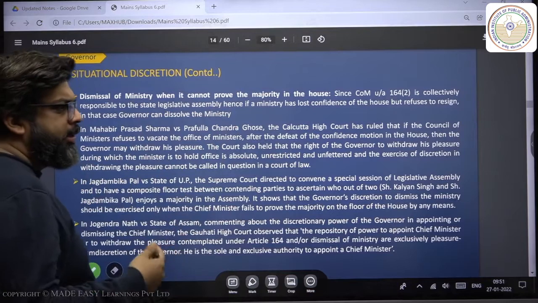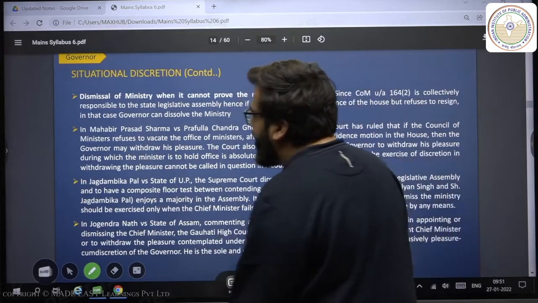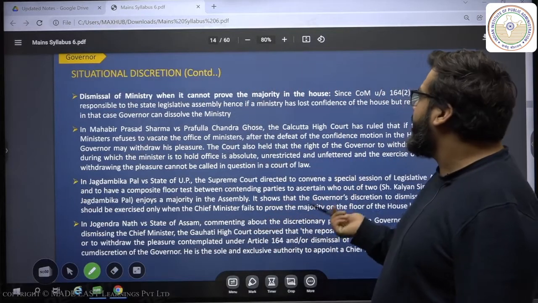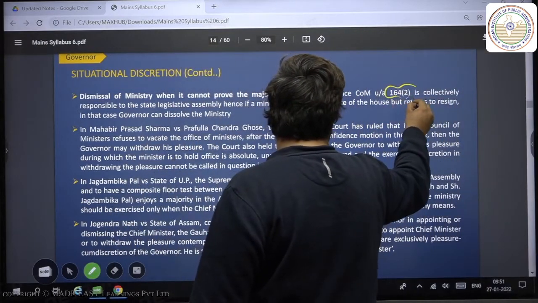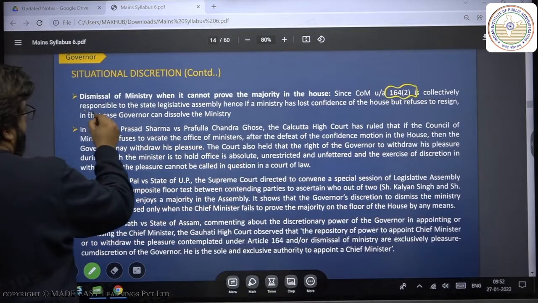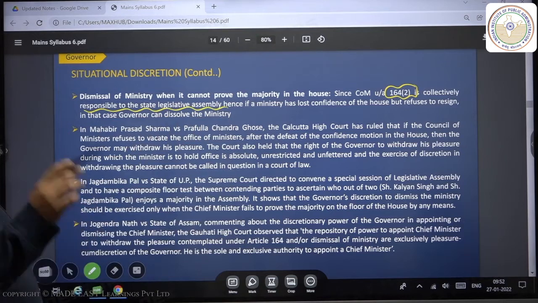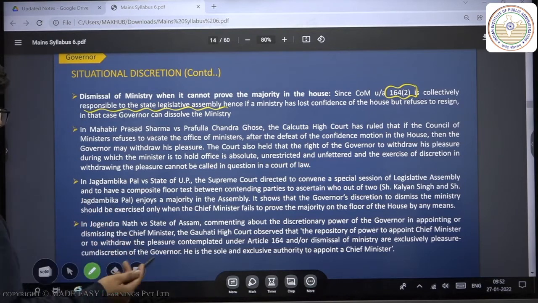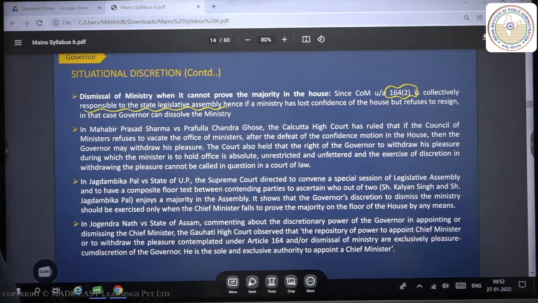Now, when the government loses a no confidence motion or loses a floor test, and therefore you do not have a majority, then you can't continue to be a minister. So under Article 164 Clause 2, it is very clear that the ministers are collectively responsible to the state legislative assembly. Hence, if a ministry has lost confidence of the House and refuses to resign, then the governor can dissolve the ministry, even if it is the chief minister. Now, there are 2-3 judgments, very technical. Just to explain to you, you can write a very smaller form of this in the exam.